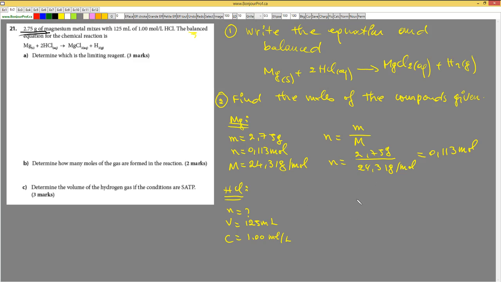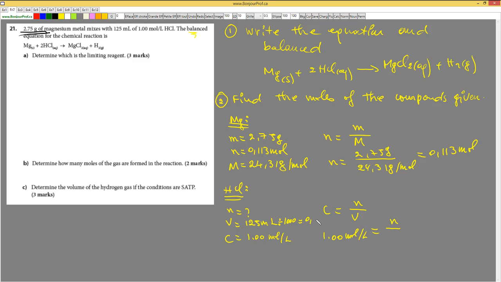So I found the moles here. Now I have HCl. What is the number of moles here? How am I going to calculate? We have a formula: C equals n divided by V. What is C? 1.0 mole per liter equals n. We are looking for it. But this one, we have to convert to liters, because 125 milliliters we have to put in liters. So how? We have to divide by 1000. So to put it in liters, I have to divide it by 1000.